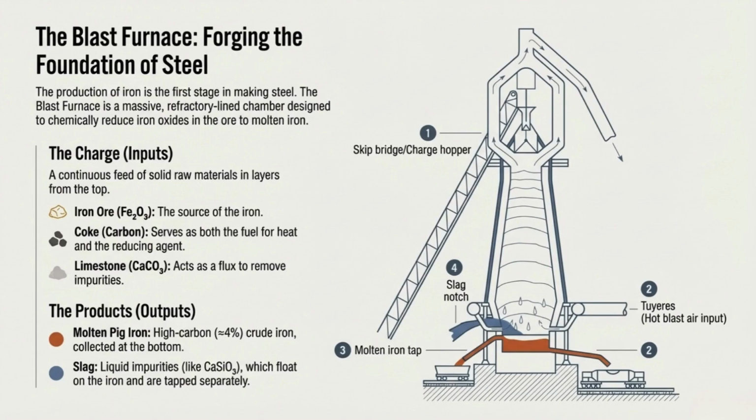To understand modern life, you must understand the blast furnace. It is the heartbeat of the industrial world. Standing up to 30 meters tall, this massive steel tower is lined with refractory bricks that can withstand temperatures over 1,500 degrees Celsius. It is called a blast furnace because of the hot blast of air injected at the bottom. This furnace is never turned off. If it cools down, the molten metal inside would solidify and destroy the machine. It operates 24 hours a day, 7 days a week, for up to 15 years at a time.